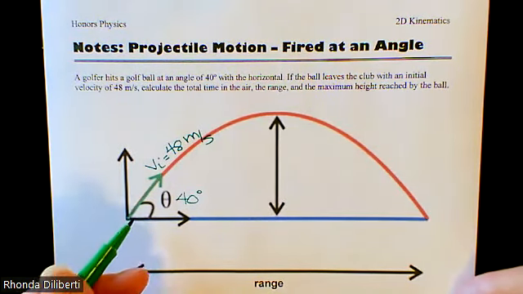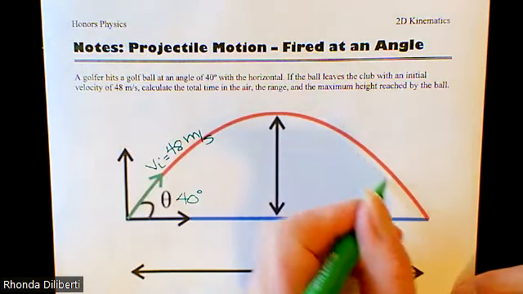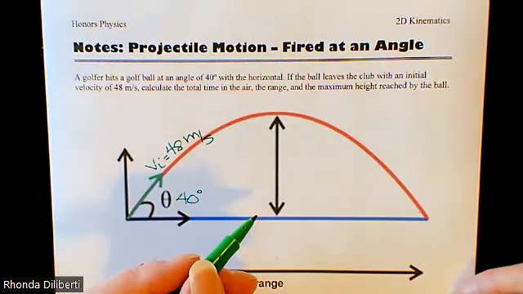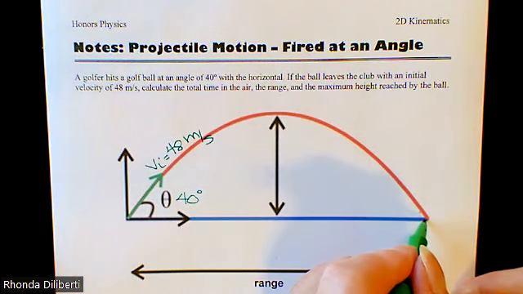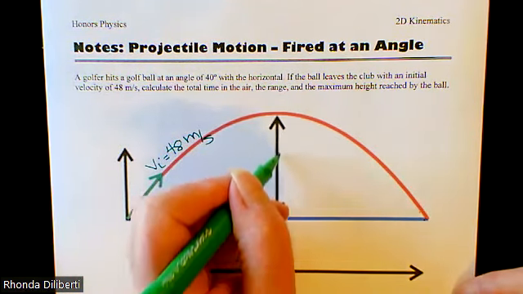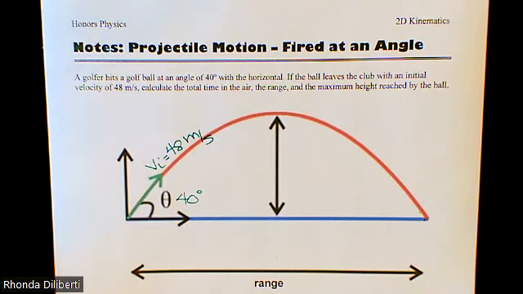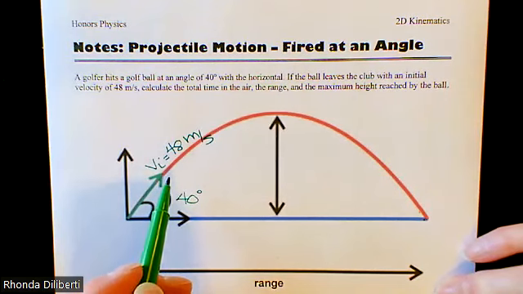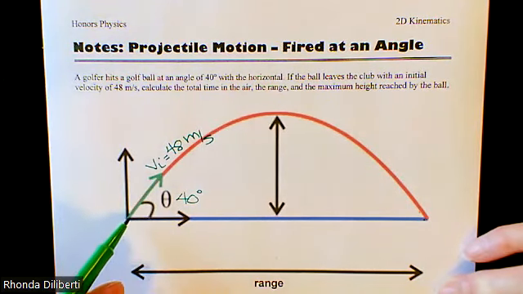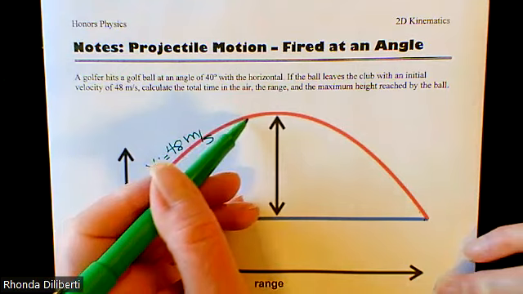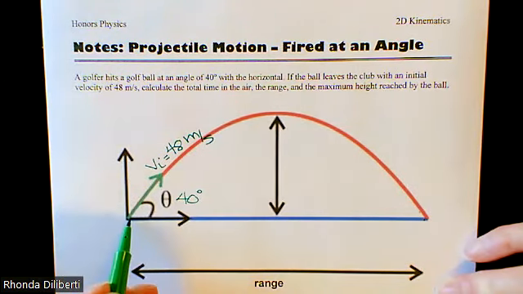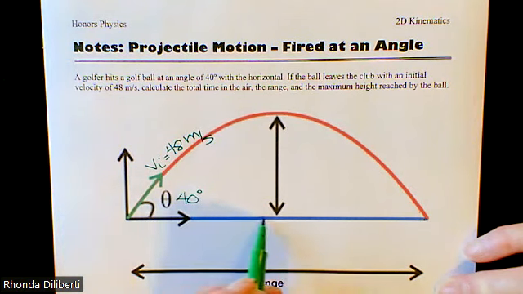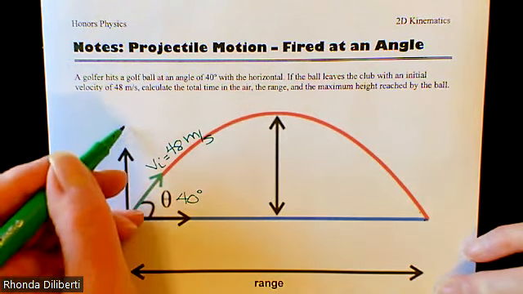Calculate the time that the ball is in the air, the range, which means how far over it goes, and the maximum height reached by the ball. The secret to projectile motion problems is that we have this parabola going on, but instead of looking at the parabola, we have to break things down to what is happening in the x direction and what is happening in the y direction.